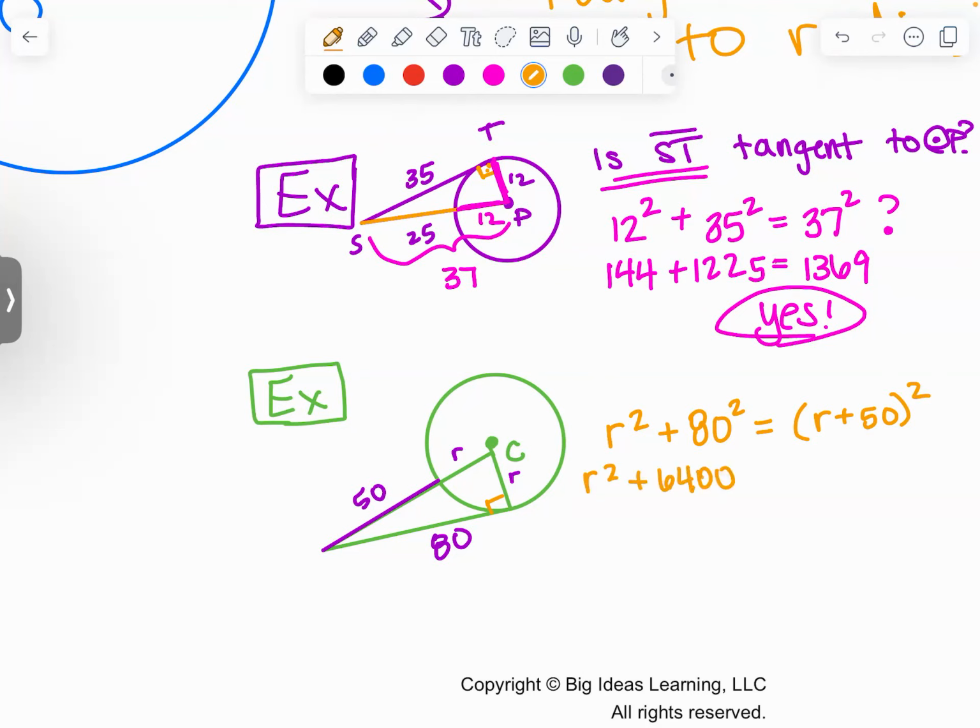6,400. What does r plus 50 the quantity squared mean? R plus 50. So when we multiply out r plus 50 times r plus 50, we get r squared plus 100r plus 2,500.